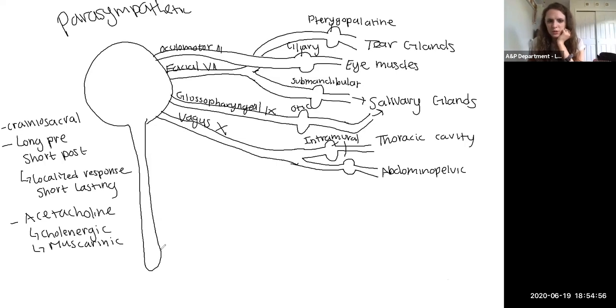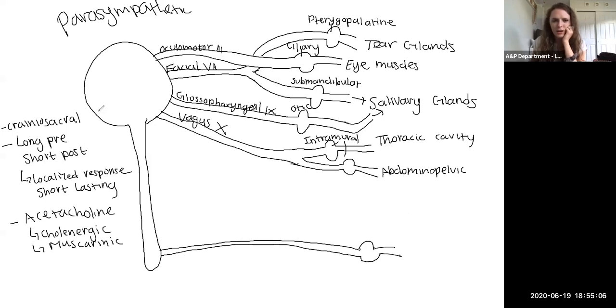But our last one is going to be our pelvic nerve. Okay, this is not one that comes off your brain. It comes off your sacral division. That's why it's called cranial, brain, sacral, sacrum division. Okay, so these are your pelvic nerves.